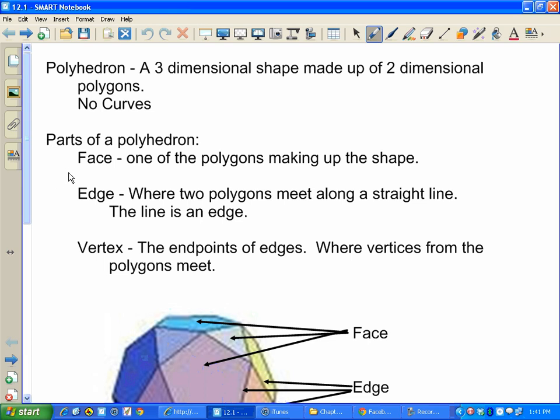Polyhedrons have different parts. There's a face. A face is one of the polygons that make up the shape, so it's a side. An edge, that's where two polygons meet and they form a straight line. And the vertex is where the endpoints of edges meet. Okay, so the vertex of the polygon is also the vertex of the polyhedron.